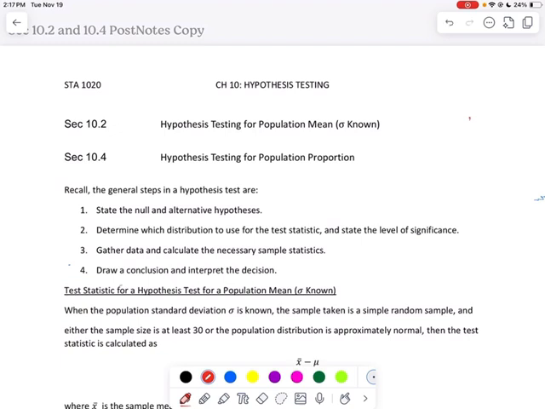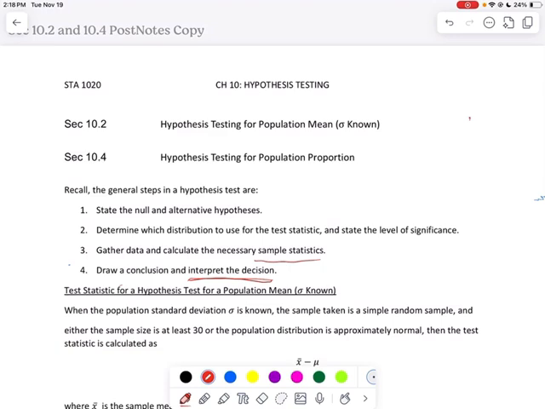Next, gather data and calculate the necessary sample statistics, then draw a conclusion and interpret the decision. The question might not ask you to interpret, but because word problems should be answered with a last step where the answer or solution is given in worded form, it's always good to write the interpretation at the end.